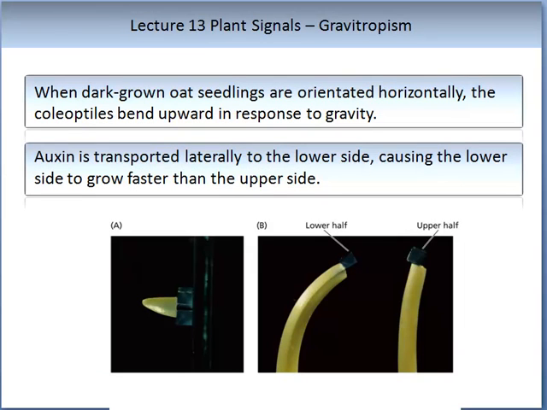When dark-grown oat seeds are orientated horizontally, the coleoptiles bend upwards in response to gravity. Auxin is transported laterally to the lower side, causing the lower side to grow faster than the upper side, and this explains the mode of action of gravitropism.